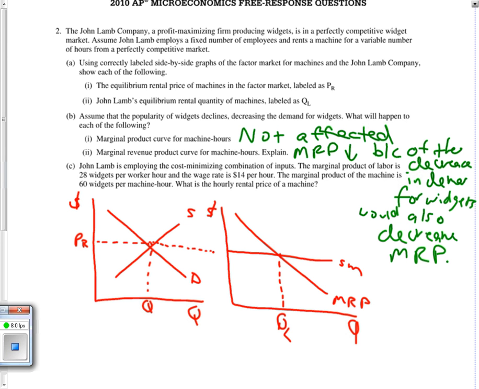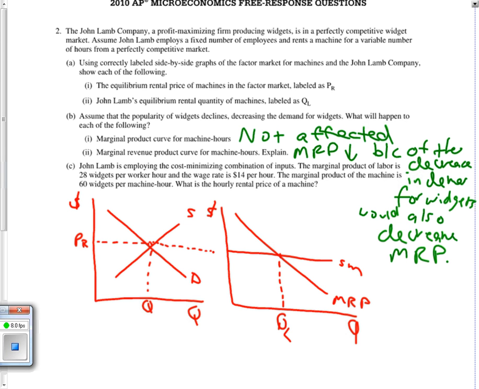Now part C, John Lamb is employing the cost minimizing combination of inputs. The marginal product of labor is 28 widgets per worker hour, and the wage rate is $14 an hour. The marginal product of the machine is 60 widgets per machine hour. What's the hourly rental price of a machine?